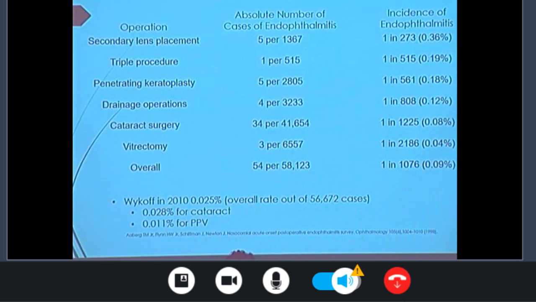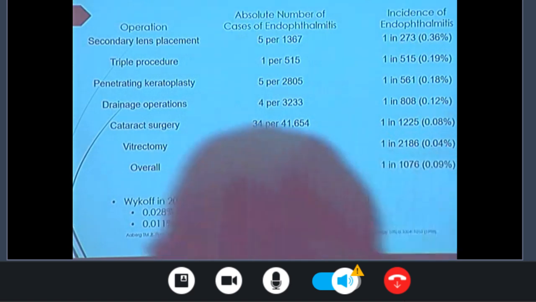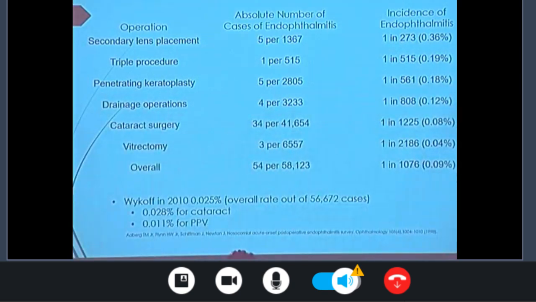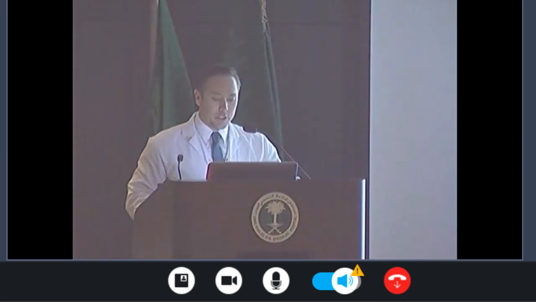Now this was in 1998. Twelve years later, in 2010, Wykoff had a very large case series of almost 57,000 cases, and he found that the overall incidence of postoperative endophthalmitis dropped from Aaberg's report of 0.09% to 0.025%, which is basically a quarter of it. This is attributed to an improvement in our surgical technique and our intraoperative measures. But still, no matter the reduction in the overall rate of endophthalmitis, the incidence for cataract surgery still more than doubles that of vitrectomies.